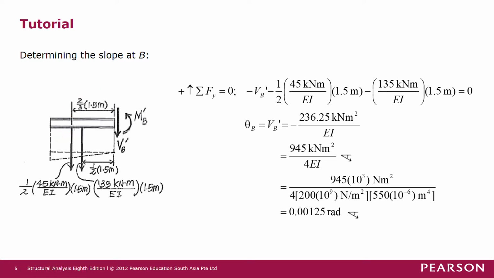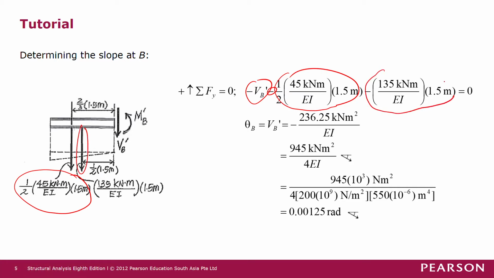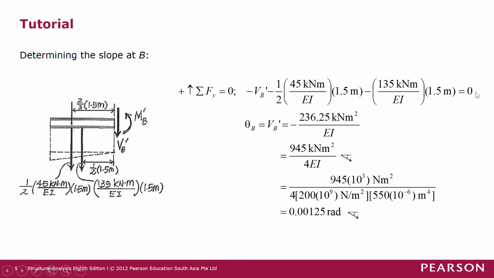If we want to know the slope at B, then we calculate the shear force in the conjugate beam, VB prime. We sum all the forces in the vertical direction, and we have VB prime, which is downward, so negative VB prime. Then we have this force here, which is also downward, so negative of this force, and another force here, which is also downward, so negative of that force. There are no other forces in the free body diagram, so it all equals 0. Then theta B is equal to VB prime.